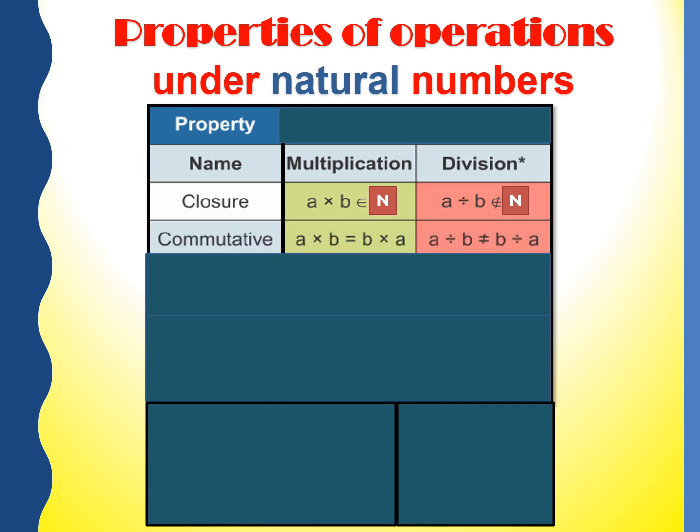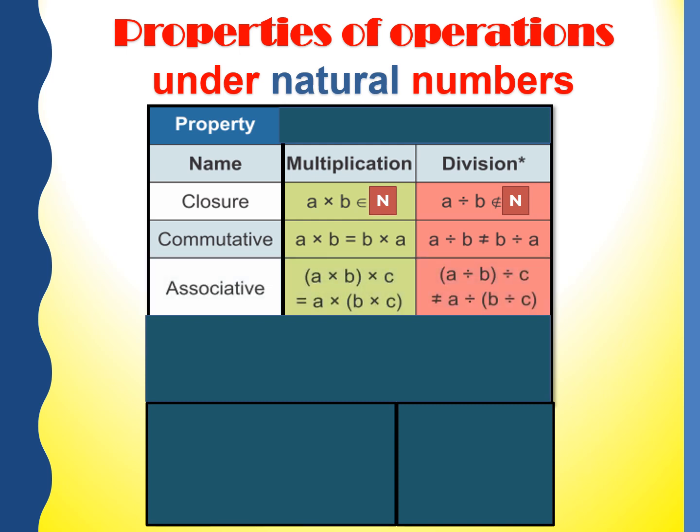The second one, which is commutative. As we know in multiplication, if we convert the places or shift the places of two natural numbers in multiplication, it will be the same answer. So multiplication is commutative under natural numbers, but division is not, because 6 divided by 2 equals 3, but 2 divided by 6 equals 2 over 6, so it doesn't equal. So I can't shift the numbers under division, so division is not commutative.